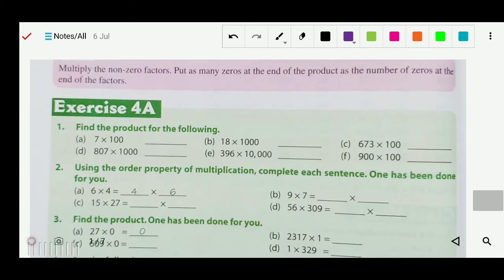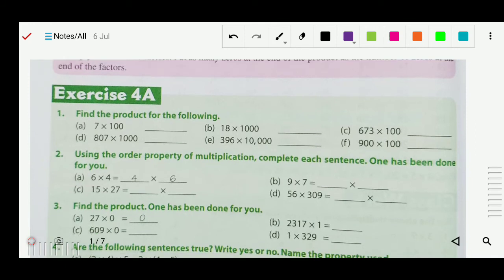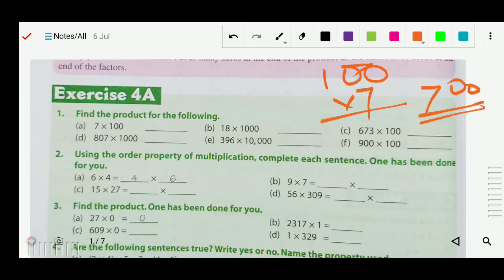Here is exercise 4a. We will solve questions from exercise 4a. The first question, you can see, is to find the product of the following. 7 into 100. You can multiply like this also, 100 into 7. So what will it be? 0, 0 and 7, that is the answer, 700.